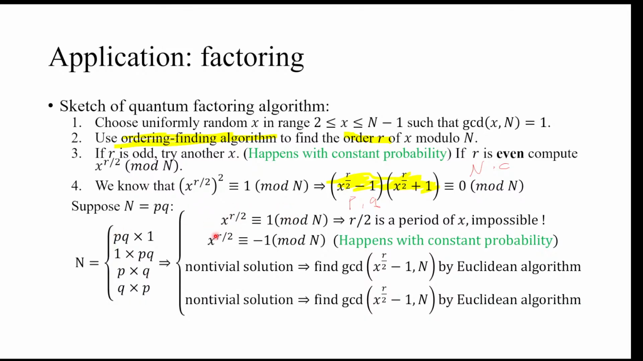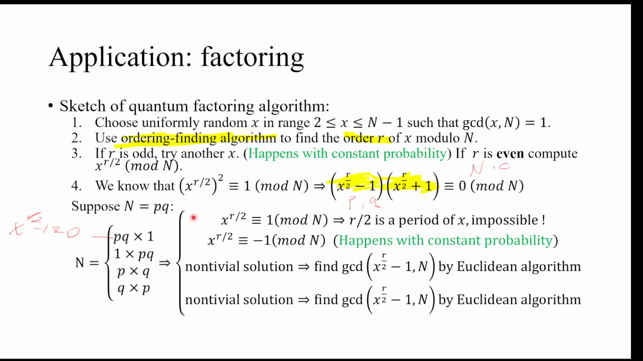And if you have this case, it is actually something that cannot happen. By writing this we mean the first factor has both the p and q factors, which means x to the r over 2 minus 1 is equal to 0 mod n. So with this one we have x to the r over 2 minus 1 equal to 0 mod n.